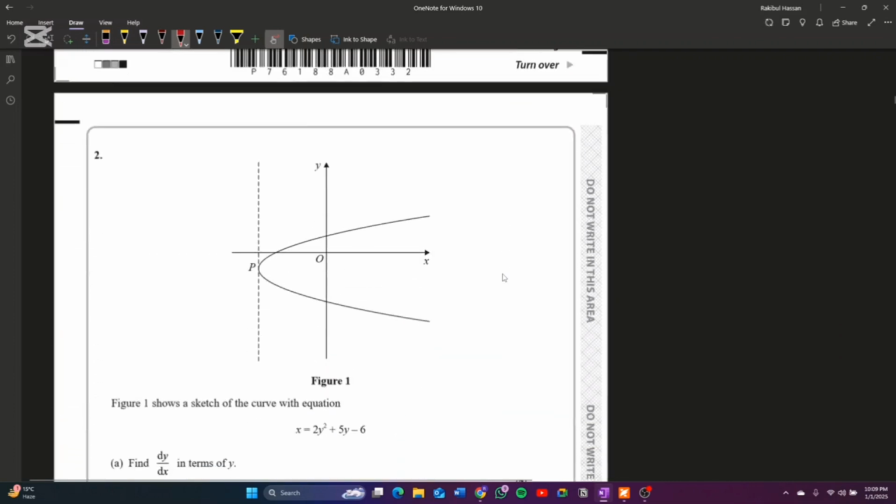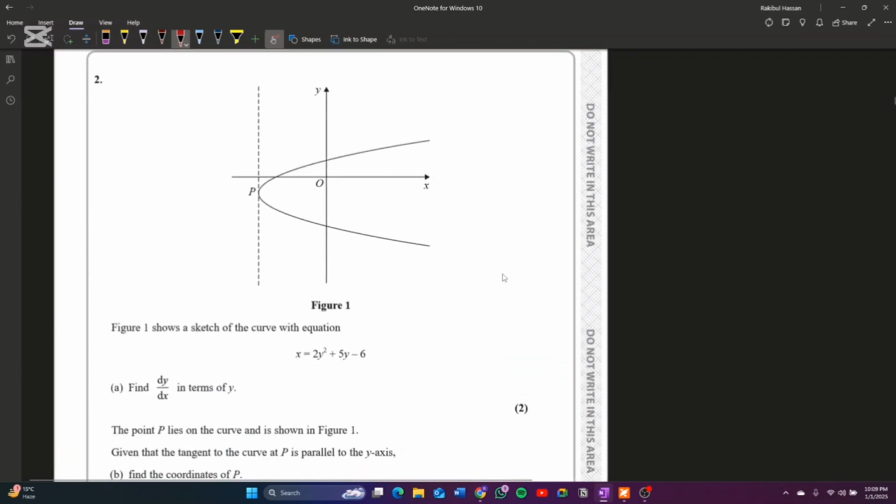Moving on to the next question, we're shown this figure, and it says that the equation of the curve is x equals 2y squared plus 5y minus 6. Part A: find dy by dx in terms of y.